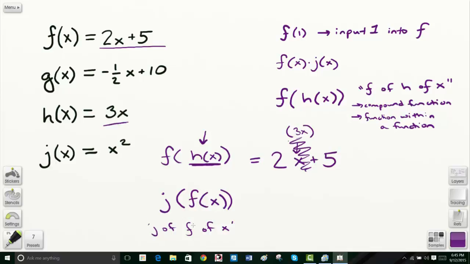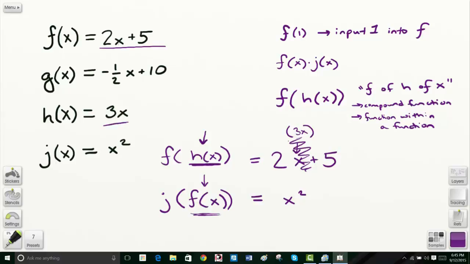I'm going to erase that though, now that hopefully you can write it down in your notes, but I don't want to confuse us as we're solving. So what does that actually mean? It means that I have the j function, which is just x squared, but instead of the variable, we're replacing it with the whole f of x function.